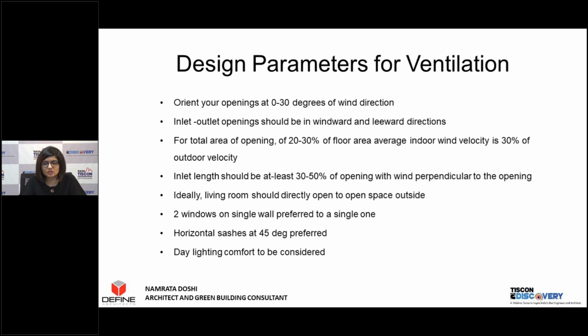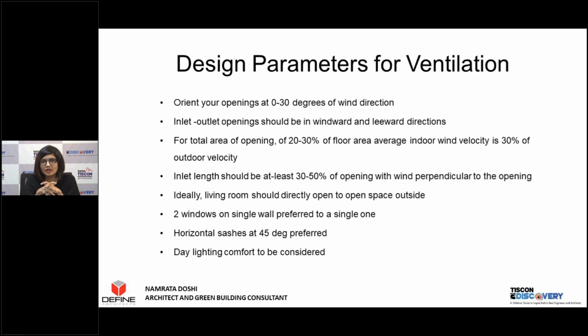Ideally, the living room should directly open to an open space outside, which I've already mentioned. Two windows on a single wall are preferred to a single one on one wall. The reason I mentioned this point is I often see a lot of builders' designs where you'll see a typical living room which is long in length. You're going to have a typical seating area on one side and a dining area on the other. Typically there is a passage in between or on the side going to your bedrooms on one side and going to the kitchen. This is a very standard format of residential design you'll find across India.